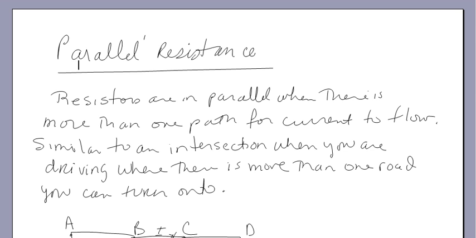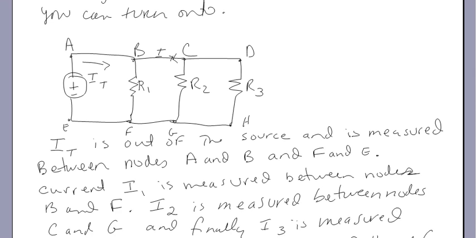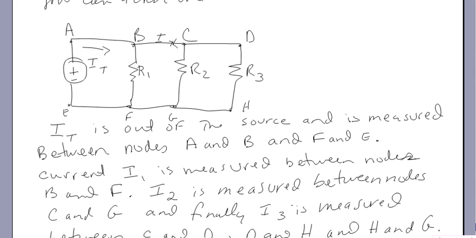Parallel resistance. Resistors are in parallel when there is more than one path for current to flow. Similar to an intersection when you are driving, where there is more than one road you can turn onto. So looking at this circuit here, IT is out of the source and is measured between points A and B and also between points F and E.